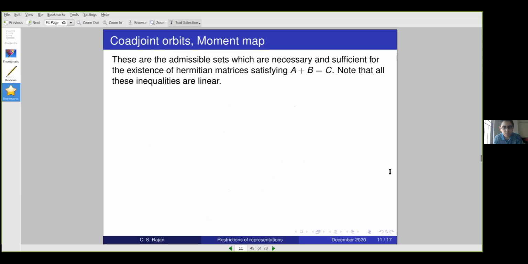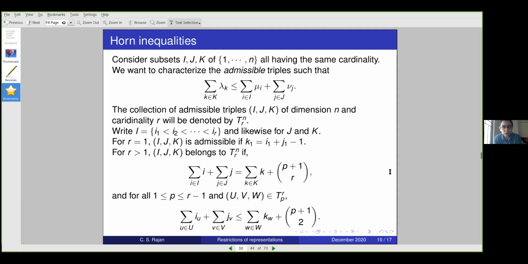Sorry, Rajan, what is p plus 1 in the first, if I may ask? If you go back to the previous, what was p before you defined p less than r minus 1? Was it defined earlier also? Small p? Yes. No, small p is inductive. You say that a set is an admissible set in T n r if for all p less than r, satisfying these conditions, these are the admissible sets.